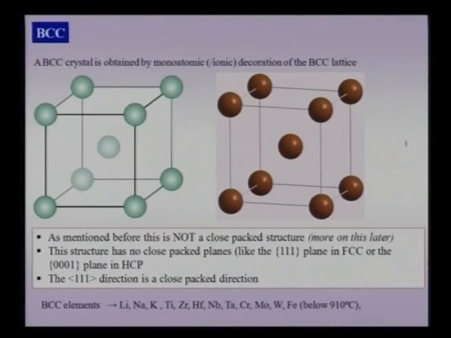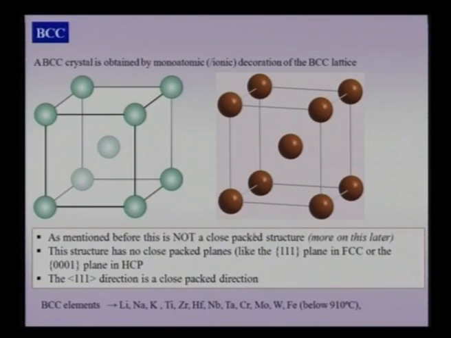So the next structure we take up is what is known as the BCC crystal, which we know is a monoatomic or a monoionic decoration of the BCC lattice. We have seen this structure before, and there are 2 views of the structure right here, and you can see that there are 2 atoms per unit cell. That means it is a doubly non-primitive crystal structure. And the important point we already noted, and we will re-emphasize, is that this is not a close packed structure, and we will see a little more about this later.